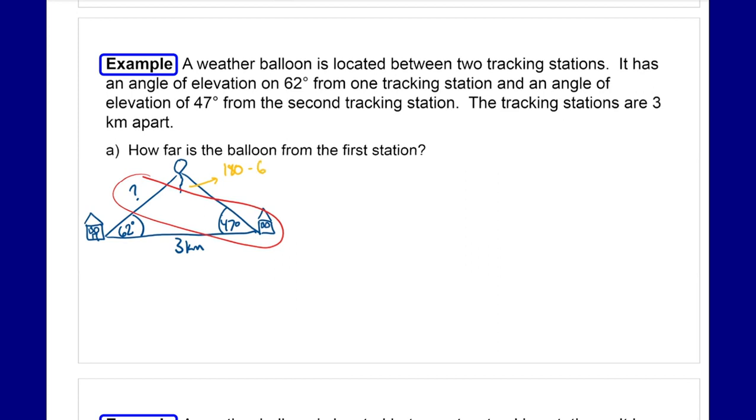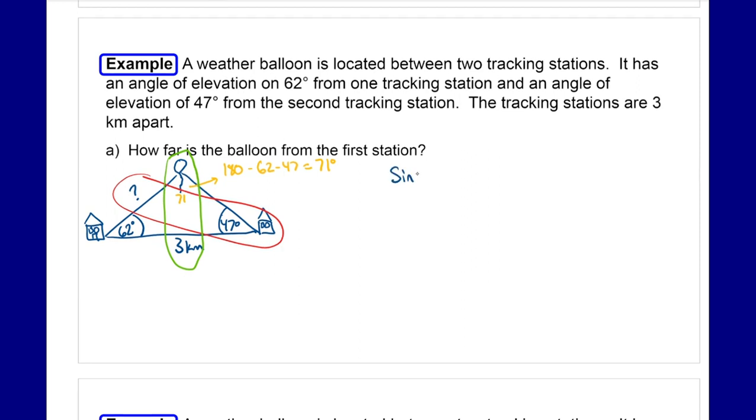So I can do 180 minus 62 minus 47 equals that missing angle, or in this case, 71 degrees. So I now have an angle. That means that I have a full pair and I have a half pair. That will give me enough information to solve for that missing side.